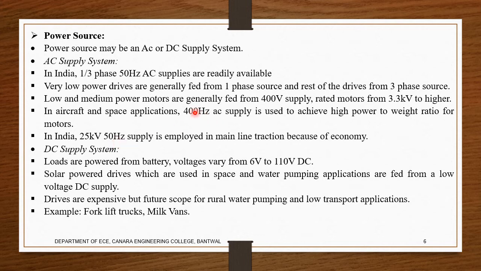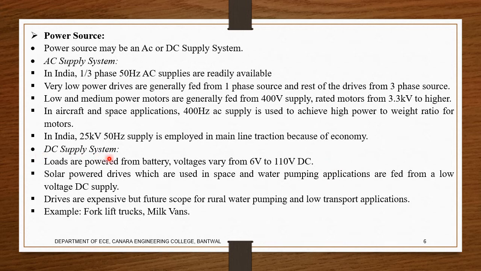In aircraft and space, a high frequency AC supply is required, at around 400 hertz, to achieve a high power to weight ratio for motors. So the power is high, and the weight should be a little less; that ratio has to be high.